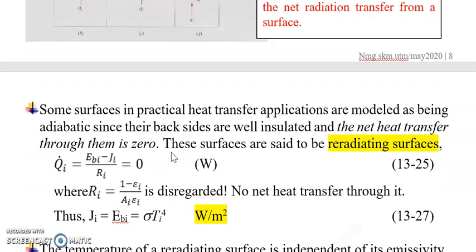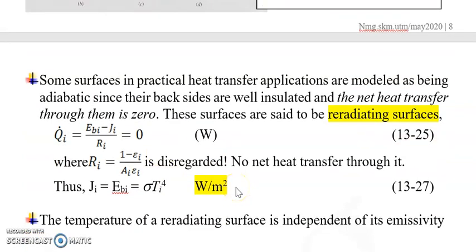Some surfaces in practical heat transfer applications are modeled as being adiabatic, since their back sides are well insulated and the net heat transfer through them is zero. These surfaces are said to be re-radiating surfaces. So you have this equal to 0, where the denominator is disregarded, no net heat transfer through it, and you have just the radiosity being equal to the blackbody emissive power. Now, the temperature of a re-radiating surface is independent of its emissivity.